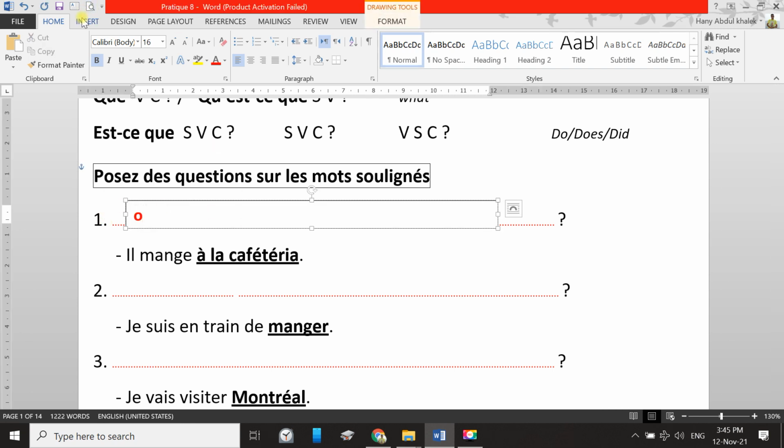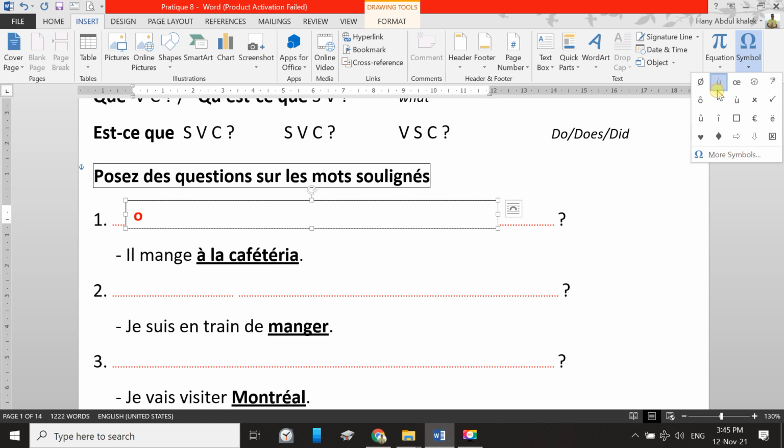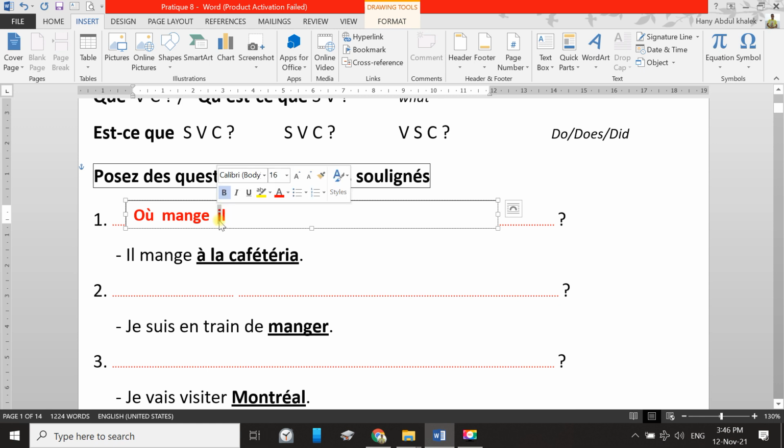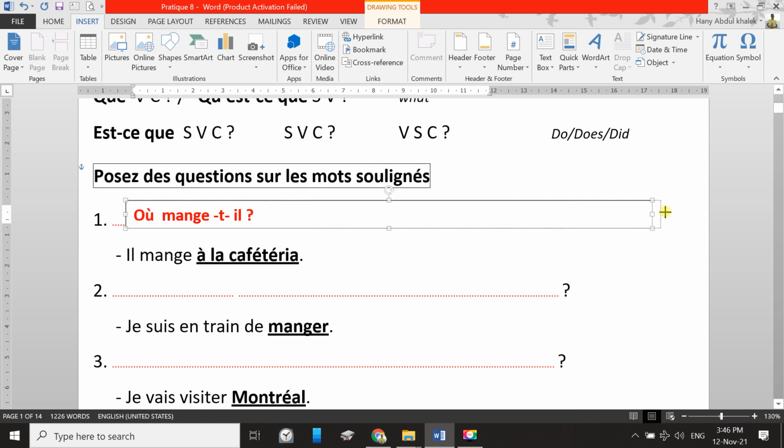Okay, où. Then we do an inversion: mange, then il. Here il starts with a vowel, and mange finishes with a vowel letter too. So we have to put a T between two hyphens to be mange-t-il. Où mange-t-il? In English you say where do you eat? But in French we have 3 other ways to say this question.